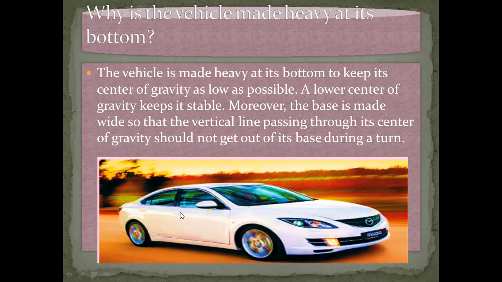So you are lowering the center of gravity, and you are widening the base. This is the base. You are widening from the bonnet to the back. When you're widening the base, you will increase stability in the car. So the base is made wide so that the vertical line passing through its center of gravity should not get out of its base during a turn. So that is why vehicles are made heavy at their bottom.